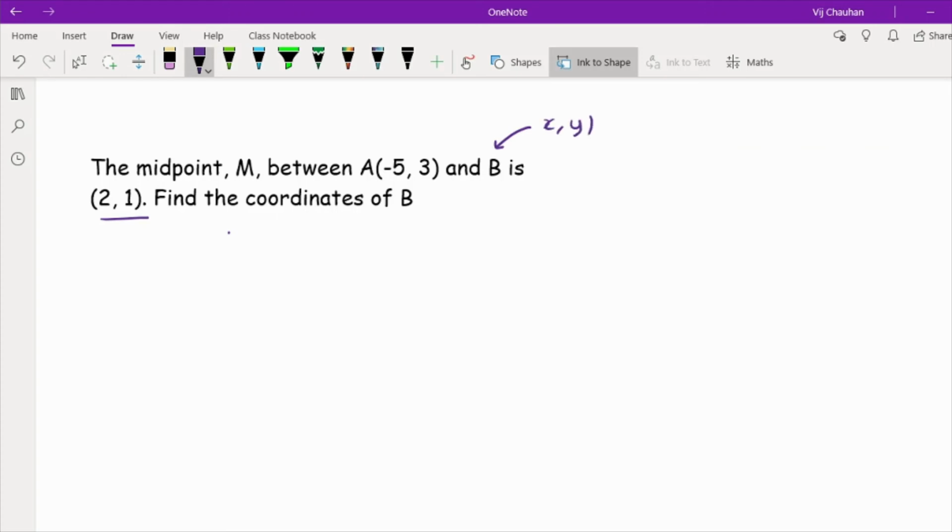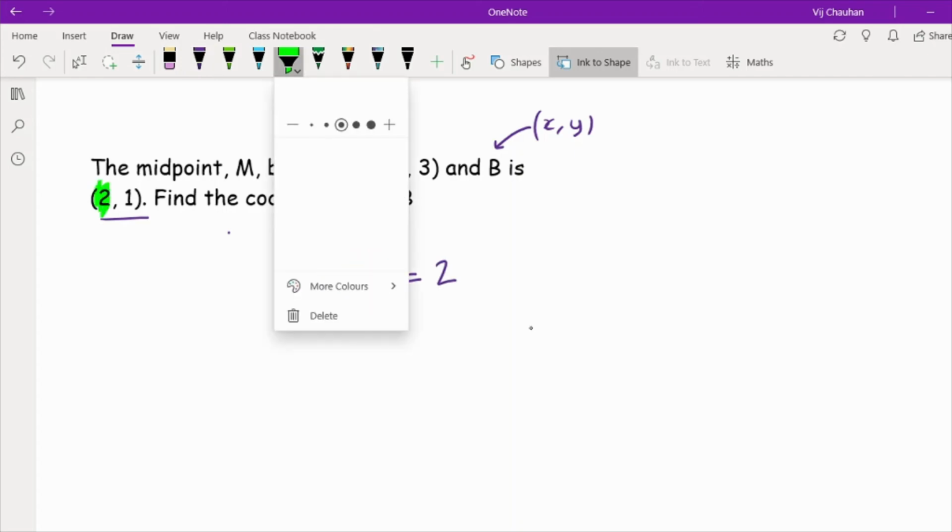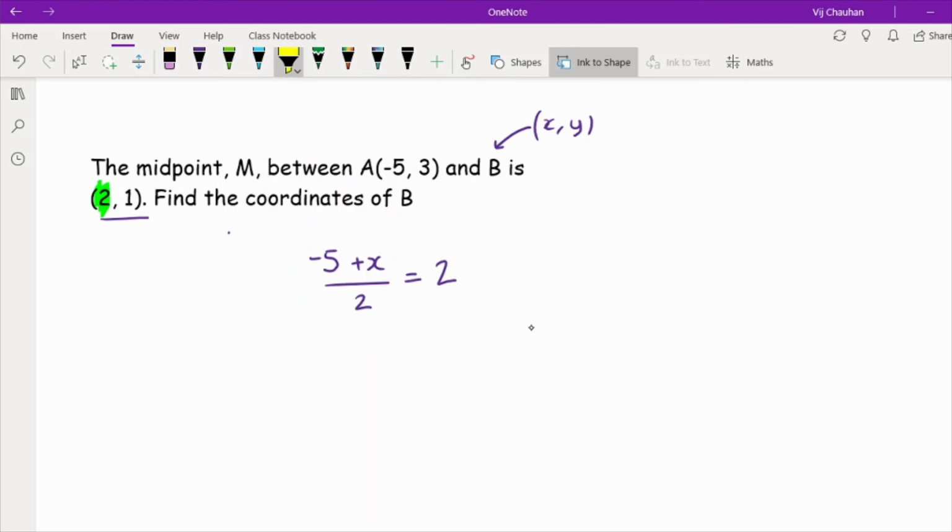Because I've only got one missing coordinate, I'm just going to call the coordinates of B x and y. So substituting this into our formula, what we get is minus 5 plus x divided by 2 has got to equal 2, because that is my x ordinate. And from that, I've then got 3 plus y divided by 2 is equal to 1.